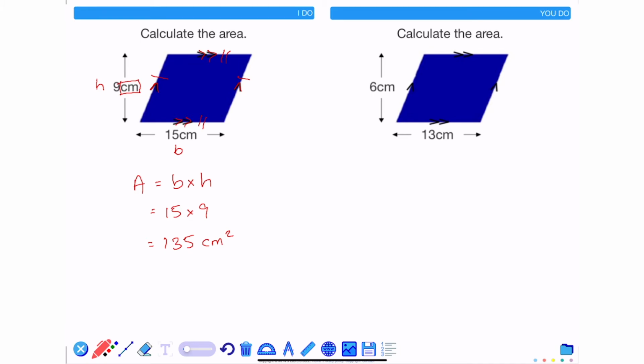With this example, I have a base of 13 and a height of 6. So to calculate the area of this parallelogram, I'll do base times height, so 13 times 6. 13 times 6 is 78, and because it's an area, it will be measured in centimeters squared.